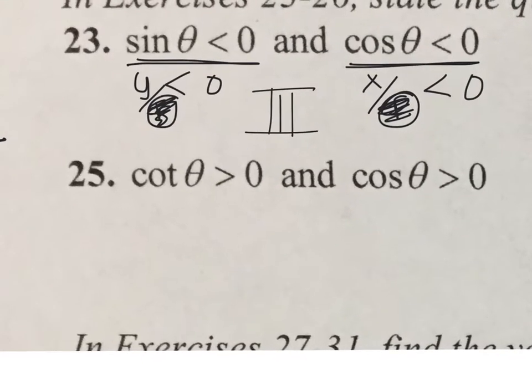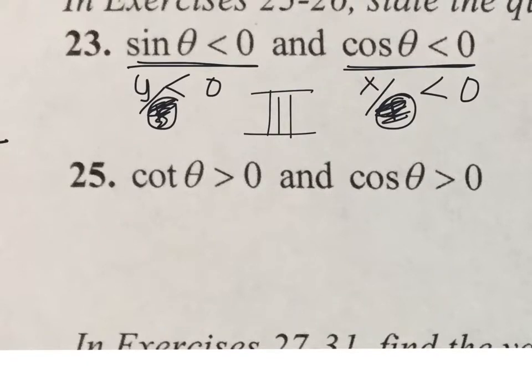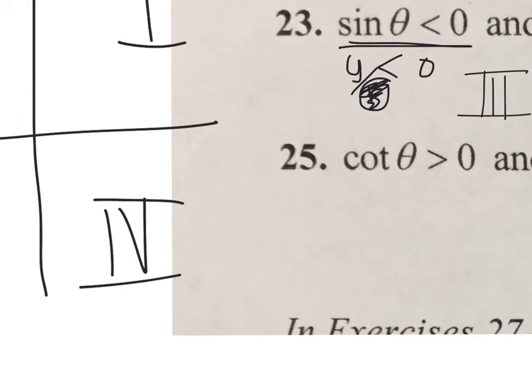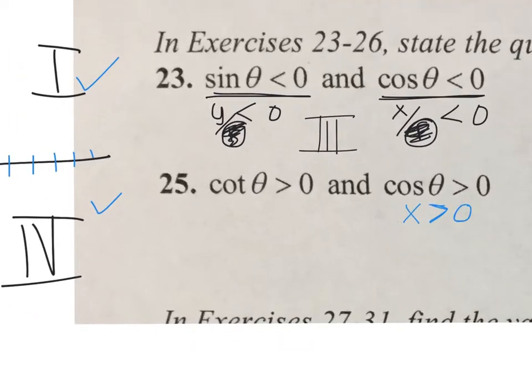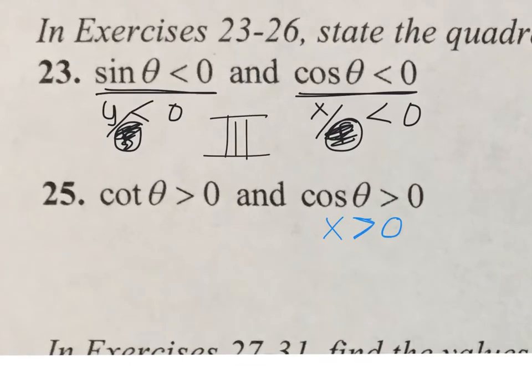Okay, since we're looking at it, here's 25. This is telling us that the x value is positive. So x is positive over here, so we're either talking about 1 or 4. Right, here's your y-axis. X is positive: 1, 2, 3, 4, and 5. So we're talking about quadrants 1 and 4, but it also says the cotangent is positive.